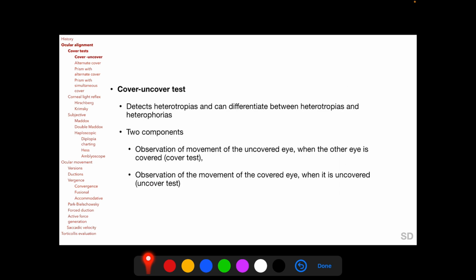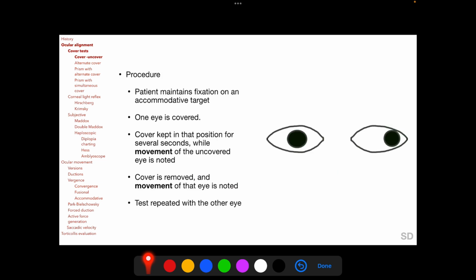Cover-uncover test detects heterotropias and can differentiate between heterotropias and heterophorias because it does not disrupt fusion, which alternate cover test does. Cover-uncover test actually has two components. In the cover test, we observe movement of the second uncovered eye when the first eye is covered. And in the uncover test, we observe movement of the first covered eye when that covered eye is uncovered. In the cover-uncover test, patient maintains fixation on an accommodative target.